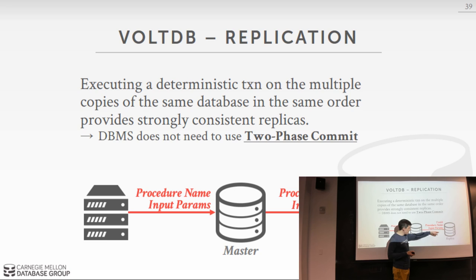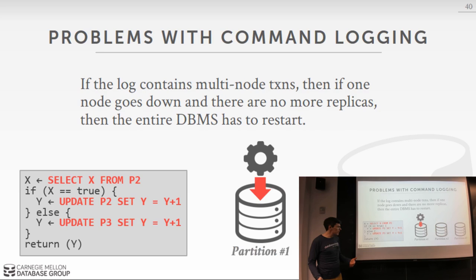So a real simple example like this would be if I have three partitions here running on different nodes, and this is my transaction. If a transaction runs at this partition here, and then it starts making updates to these other partitions, so we do a select from P2, and then we update P2 or P3. If P1 crashes, I don't know how to put this thing back in the correct state, because all I have in my command log is just this, right? How to invoke this thing again.